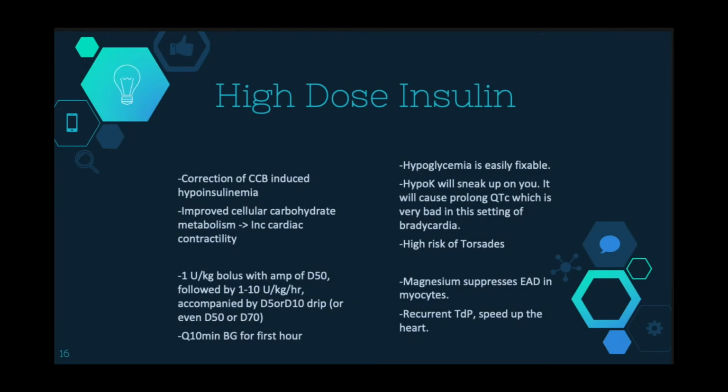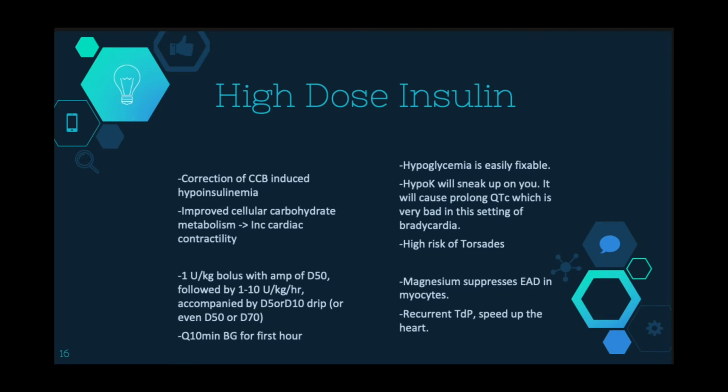So I'll talk a little bit about high dose insulin. Insulin is especially important in calcium channel blocker overdose because L-type calcium channels exist on the pancreas, and it causes hypoinsulinemia. So you're really correcting that. It helps the cellular carbohydrate metabolism in the heart and helps achieve more positive inotropy, helps the contractility.